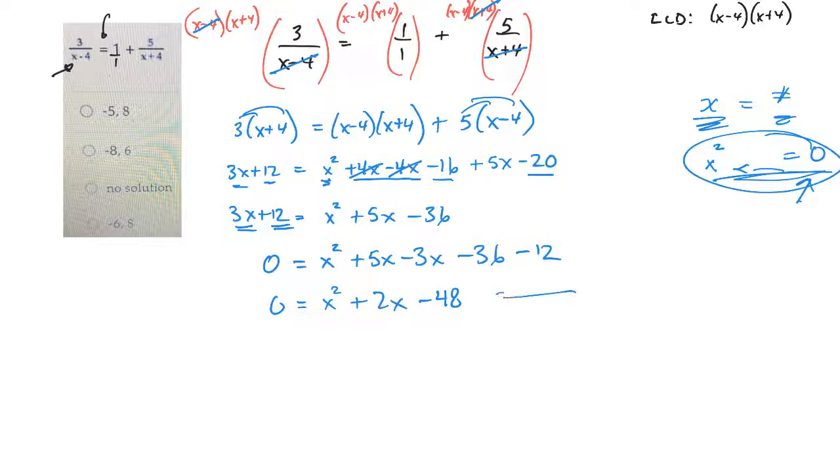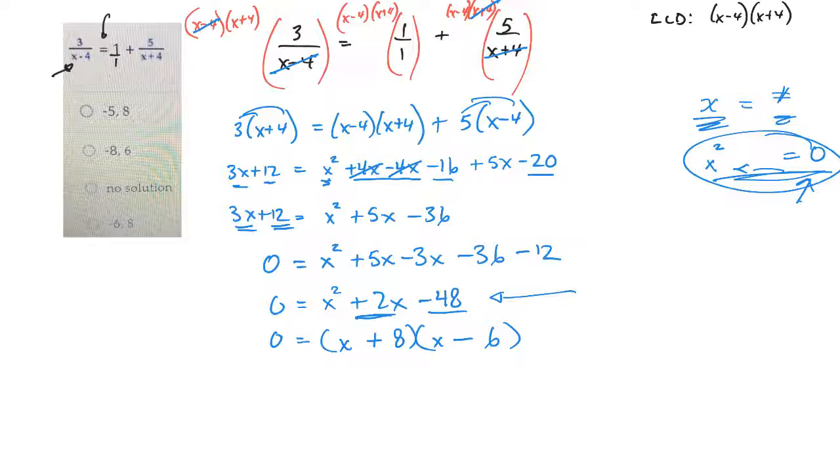Now this is a quadratic equation, so to solve it I can factor. So I'm looking for two numbers that multiply to a negative 48 and add to 2. I'm thinking 8 and 6. So 8 and 6. One has to be negative, one positive. Since this is positive, the larger number will be positive. This will be negative. You could multiply and check to see if that's correct, but I think that's right.